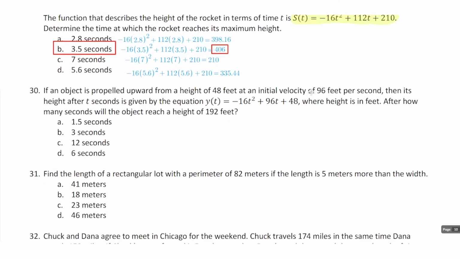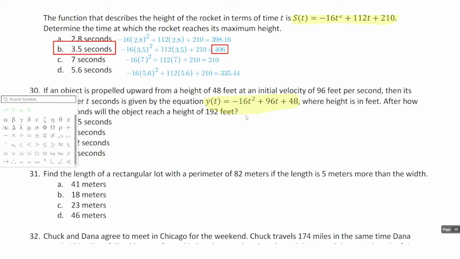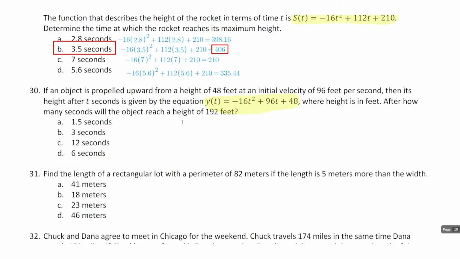Number 30 says, if an object is propelled upward from a height of 48 feet at an initial velocity of 98 feet per second, then its height after t seconds is given. So we got kind of a similar setup here to the last couple problems. After how many seconds will the object reach a height of 192 feet? Once again, we're just going to test these out and see which one equals 192. So we'll start with 1.5.